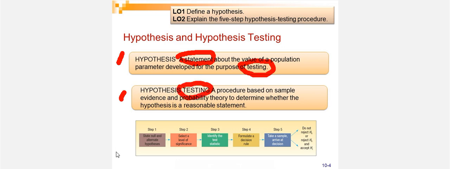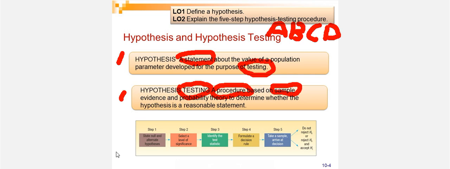So how about hypothesis testing? Hypothesis testing, they mean they have the procedure. The procedure based on sample evidence. You hear procedure. Procedure, they mean we must follow A, B, C, and D. So we must have the sequence. We take a sample evidence and probability theory to determine whether the hypothesis is a reasonable statement or not. That means we accept the hypothesis or we reject the hypothesis. So they have two definitions.